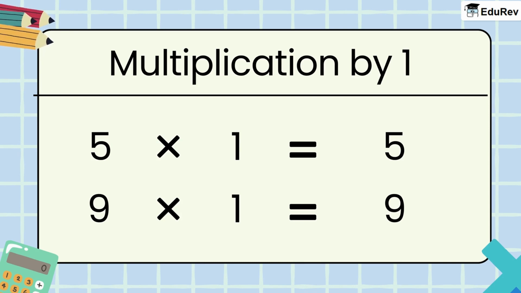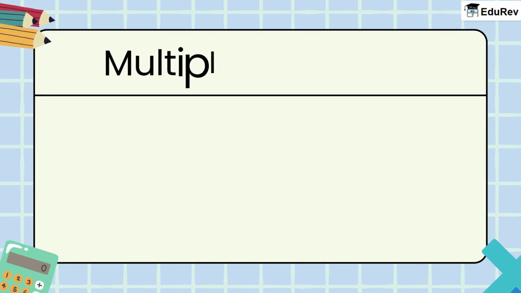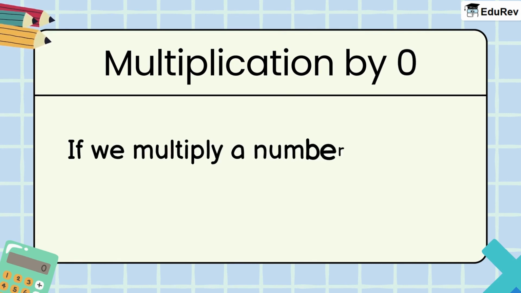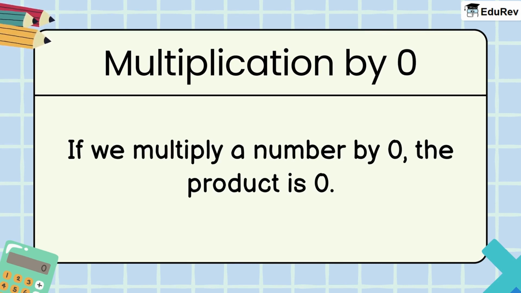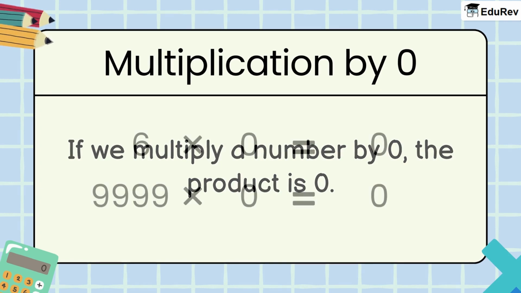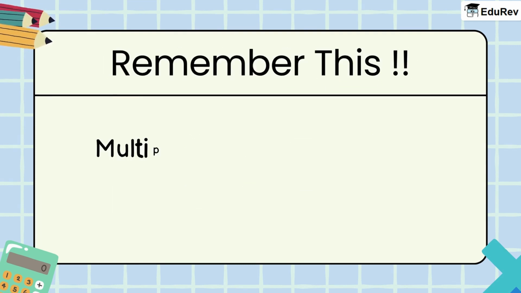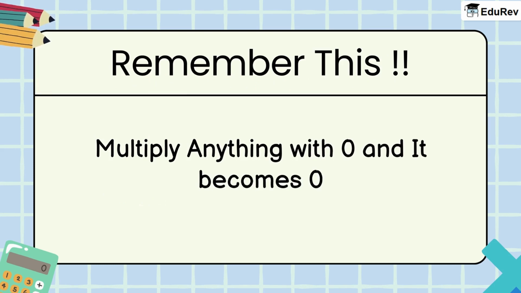Easy, right? The fourth one is multiplication by 0. If we multiply a number by 0, the product is 0. For example, 6 times 0 equals 0. Or 9999 times 0 equals 0. So, 0 is like an eraser. Multiply anything with 0 and it becomes 0.